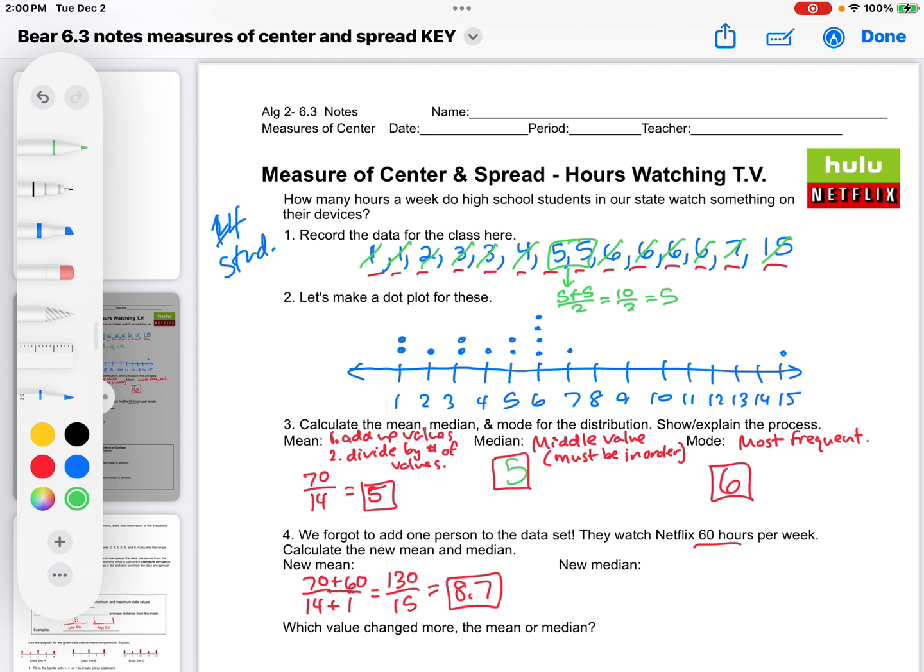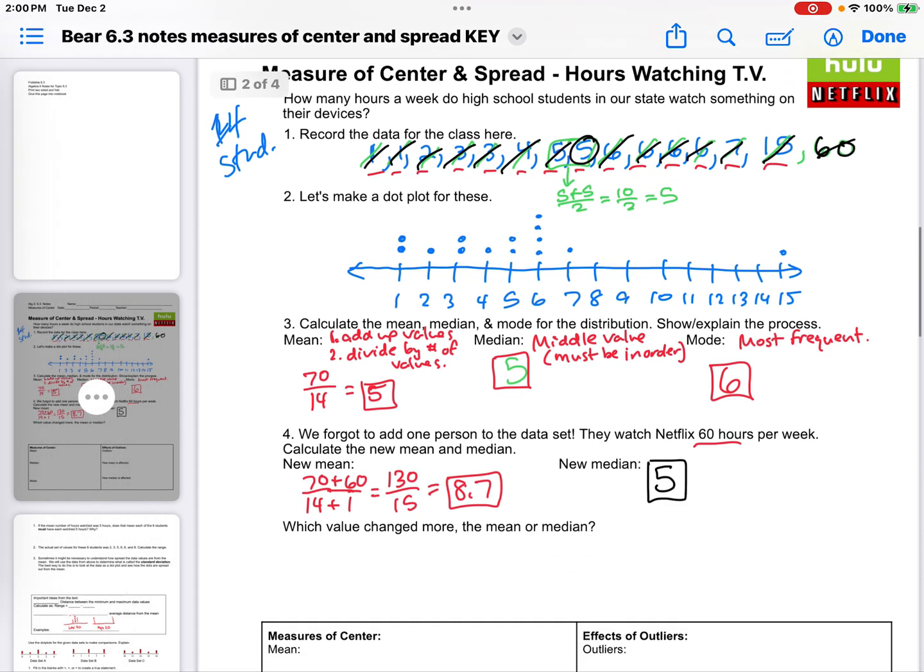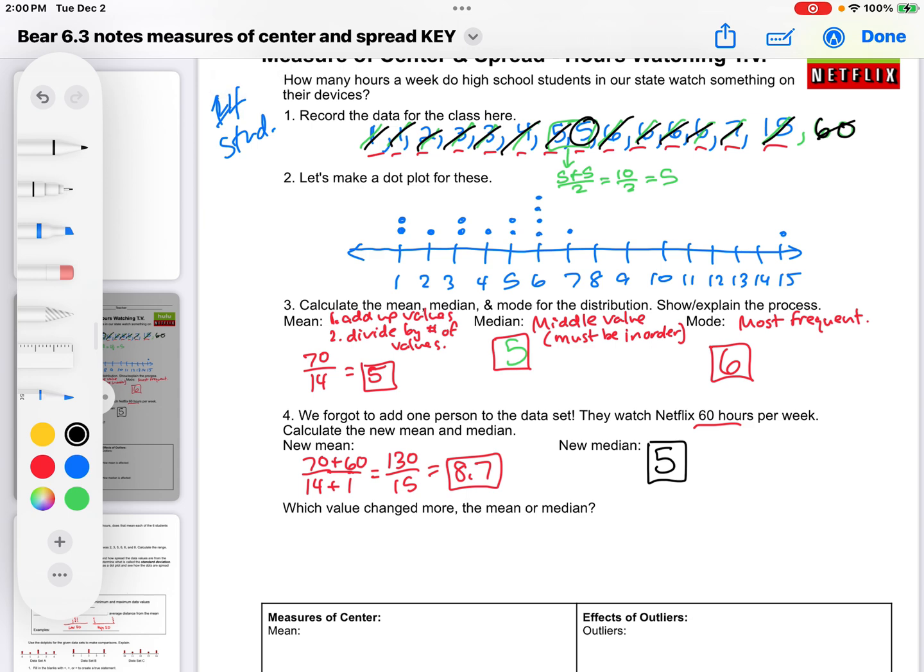All right, for the median, we're going to add on that 60 at the end. And I'll do this in black, actually. All right, so we would do our cross-off method. And in this case, we just had one number in the middle, so the new median is still 5, okay? Now, of those values that we just did, which one changed more? Was it the mean or the median? So the mean changed more.